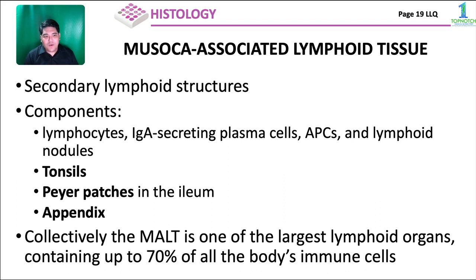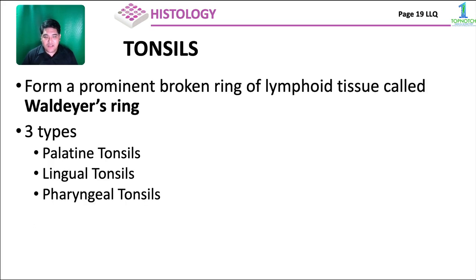Also, samples in your mouth are your tonsils. Your Peyer's patches are in the ileum. Your ileum is in the small intestine. Pangatlo siya after the duodenum, jejunum, and then your ileum. And then you have your appendix. Collectively, your MALT is one of the largest lymphoid organs, containing up to 70% of all the body's immune cells. Okay, so that is your mucosa-associated lymphoid tissue.